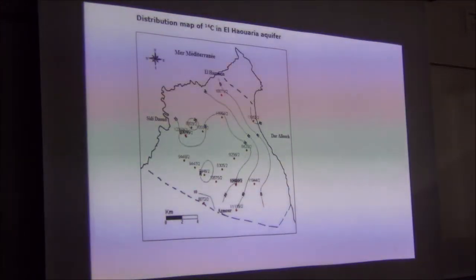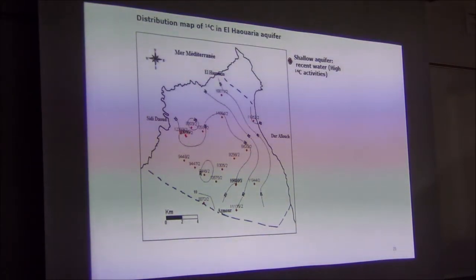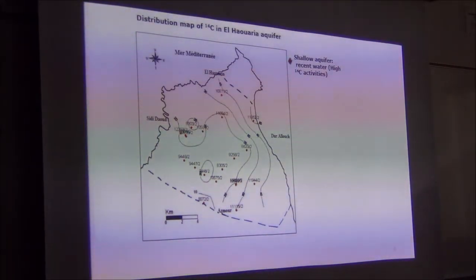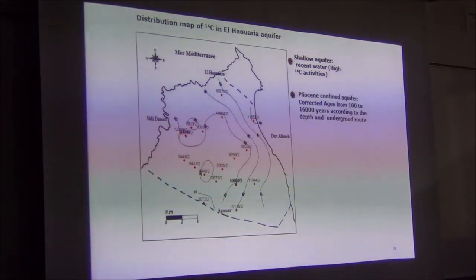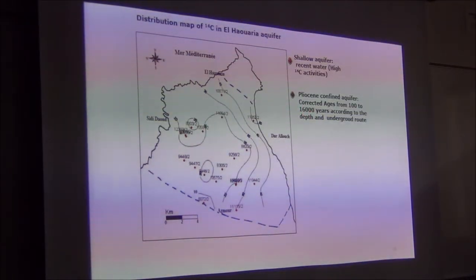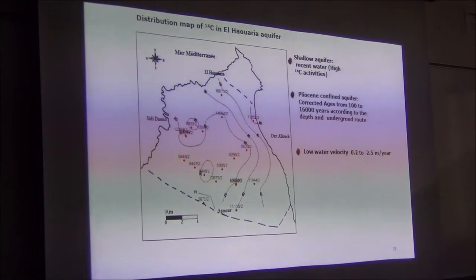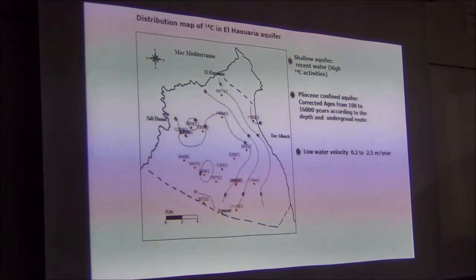For the El Hawariya aquifer, in the shallow aquifer we have recent water with high carbon 14 activity, close to 100% of modern carbon. For the Pliocene confined aquifer and deep also, we have the corrected age varying from 100 to 16,000 years according to the depth and the underground route. We have the same estimation of water velocity. It's about 0.2 to 2.5 meters per year.